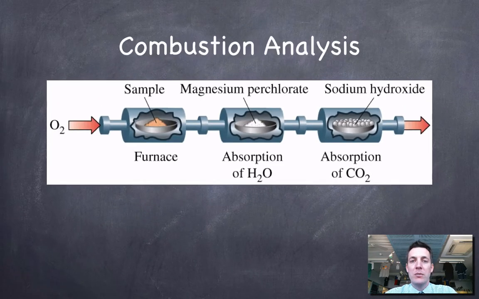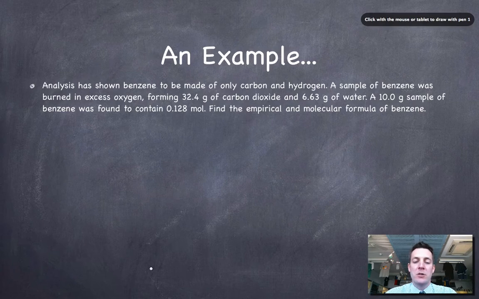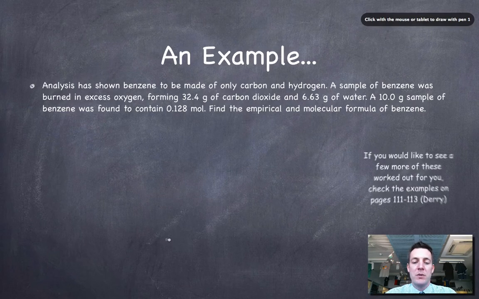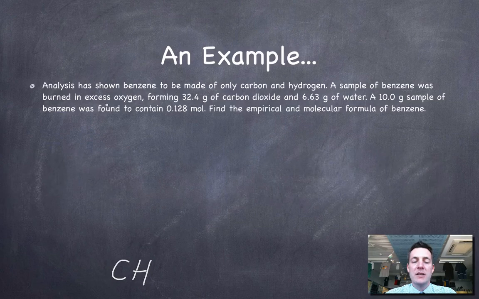Now that we know a little bit about how the experiment works and why we're doing it, let's have a look at an example problem. Analysis has shown that benzene is made of only carbon and hydrogen. So I'm going to be calculating an empirical and molecular formula, and those are the two elements that are going to appear in the formula.